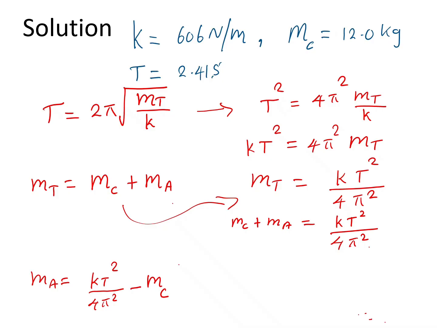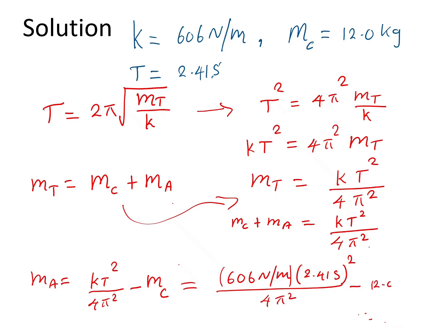Now we can substitute the values. So this is equal to 606 newtons per meter times 2.41 seconds squared divided by 4 pi squared minus 12 kilograms, and this is equal to 77.2 kilograms. So that means the astronaut's mass is 77.2 kilograms.